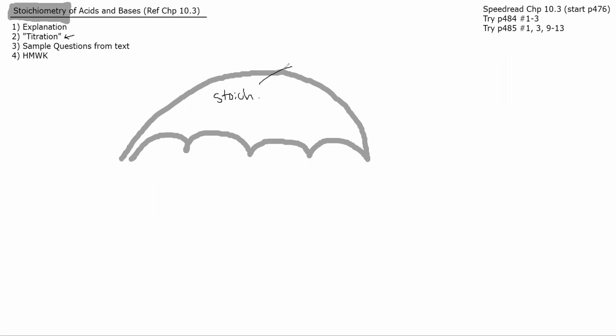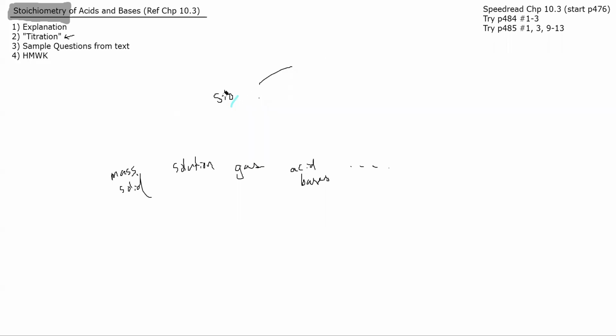If you know how to do the calculations for stoichiometry, all you have to do is pay attention to how stoichiometry might be slightly different when we're talking about the mass of solids, when we're talking about aqueous solutions, when we might talk about gases, and in this case, acids and bases, and so forth. But they're all under the stoichiometry umbrella. So again, I hope you've been practicing, I hope you've been keeping up.